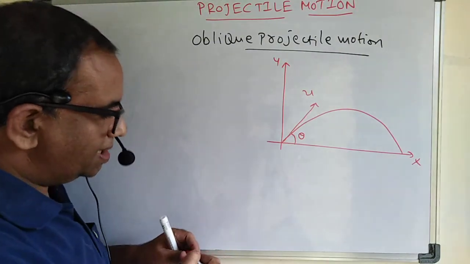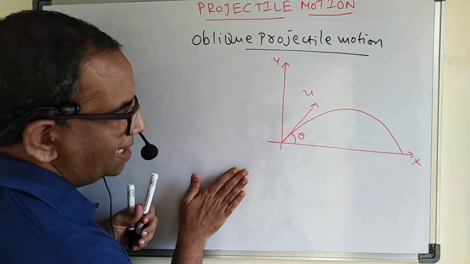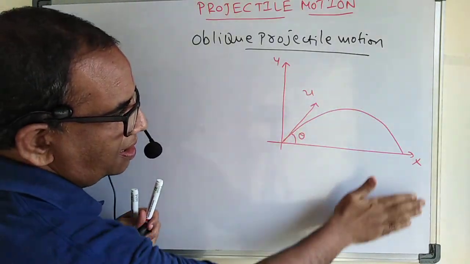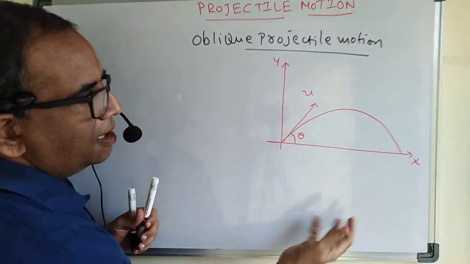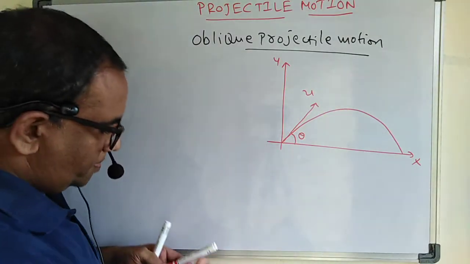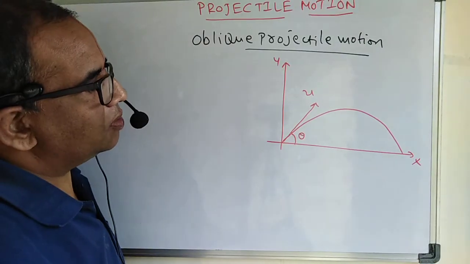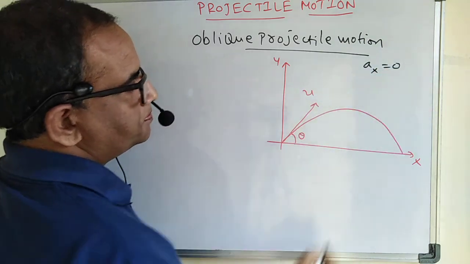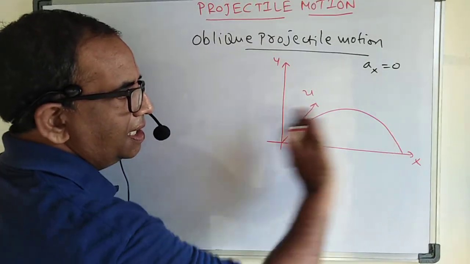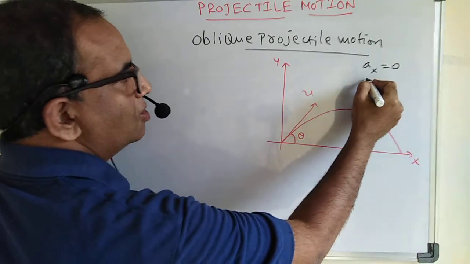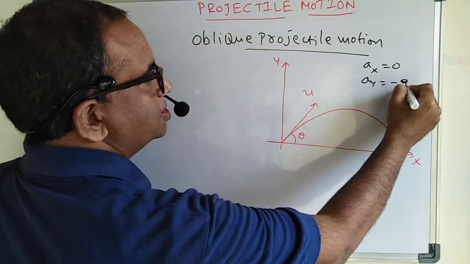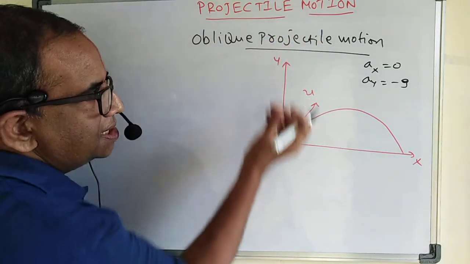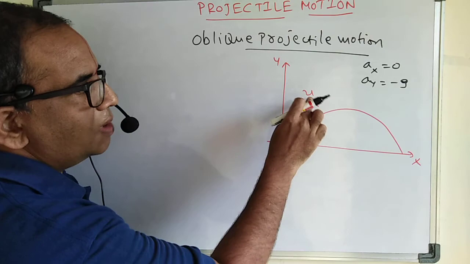Remember, as the object is thrown in this direction, the object is finally coming to the earth. Why is it coming to the earth? Because g is pulling it downward. As g is pulling it downward, the acceleration along the x-axis is 0. There is no acceleration along the x-axis. There is only acceleration along the y-axis, that is minus g. Why did I take minus g? Because the object is thrown up and g is pulling it down, so we take it as negative.